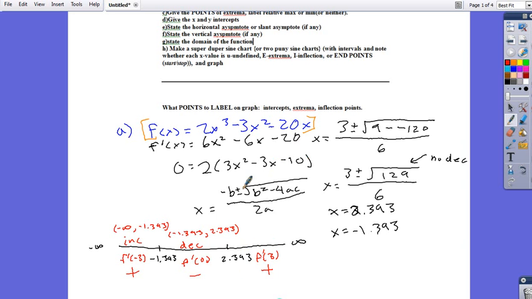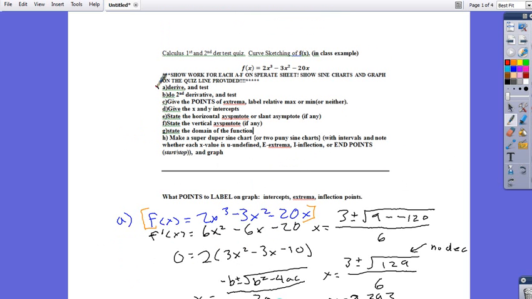Well, when I plug in 3, let's double check. 3 squared is 9, times 3 is 27, minus 3 times 3 is minus 9, 27 minus 9 is 18. Alright, and 18 minus 10 is positive 8, times 2 is positive 16, so yes, it's increasing on the interval 2.393 all the way to infinity. Okay, so now we're done with A.